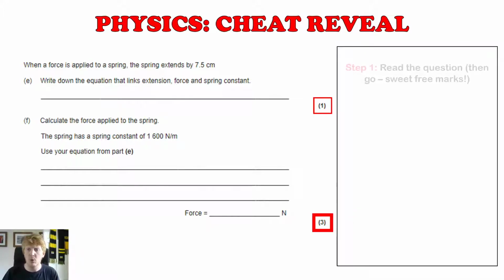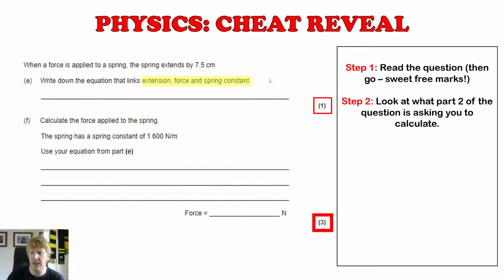So step 1, what do we need to do? Read the question, all right? Read the question, notice it's a question like this and go, sweet, I'm getting some free marks, all right? And you can highlight which of the 3 things or however many things it's asking you about. In this case, it's asking for an equation that links extension, force, and spring constant. Okay, they're the 3 things that it wants you to link. Step 2, look at part 2 and find what the question is asking you to calculate. In this case, it's asking you to calculate force. Okay, so now we know that we want to solve for force.